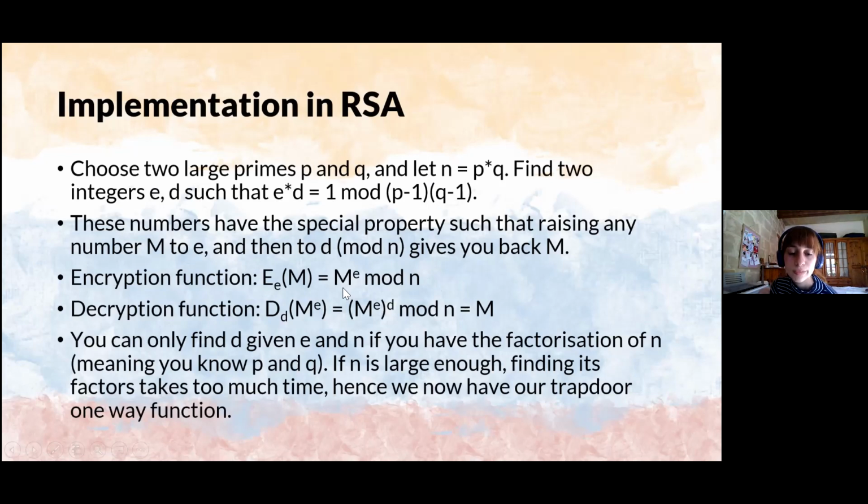So this is a perfect candidate for our one-way trapdoor function. You have your encryption key e, which is what you raise m to in order to encrypt it, and you have your decryption key d, which you use by raising m to the e to the d to get back m.